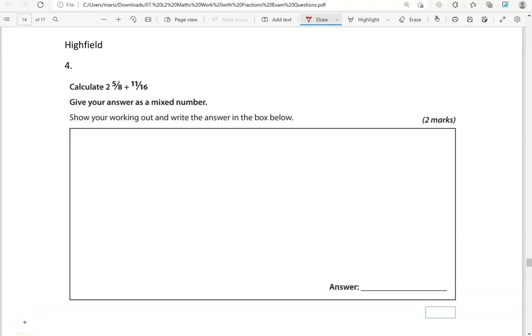Again, as we're going to give our answer as a mixed number, we don't really need a calculator. So I'm going to focus on the fractions 5/8 and 11/16. Common denominator can be 16 for both. So to get from 8 to 16 we've doubled, so we need to double the 5 as well to get 10. And the other fraction doesn't need changing. 10 and 11, that is 21.